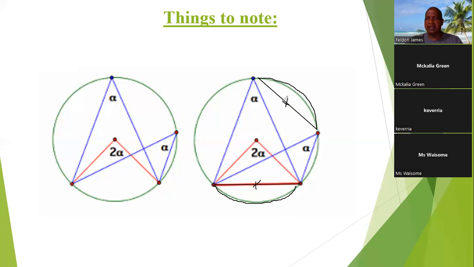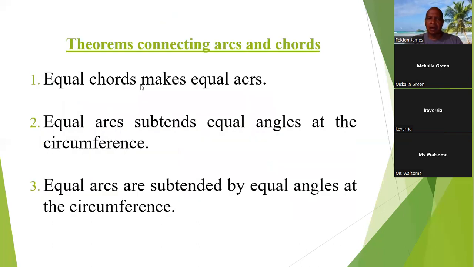So this chord and this chord have the same length. That means the arcs formed from them will be of the same length. That's all that is saying. Is that clear, guys? So equal chords make equal arcs. Equal arcs subtend equal angles at the circumference, and equal arcs are subtended by equal angles at the circumference. So these are just some little things to note.